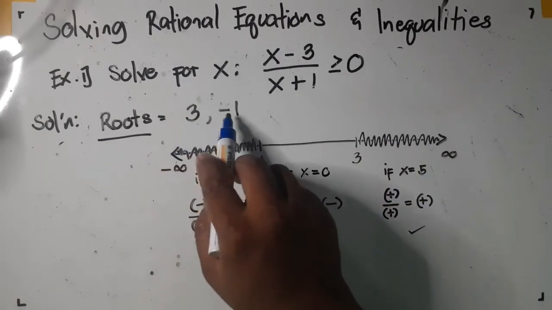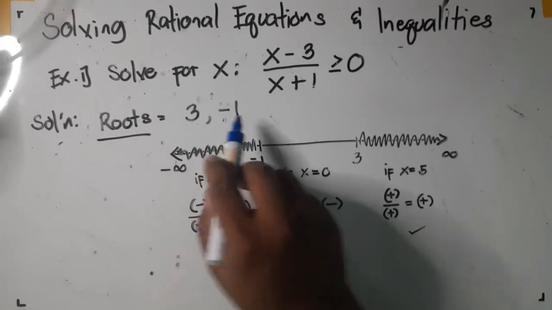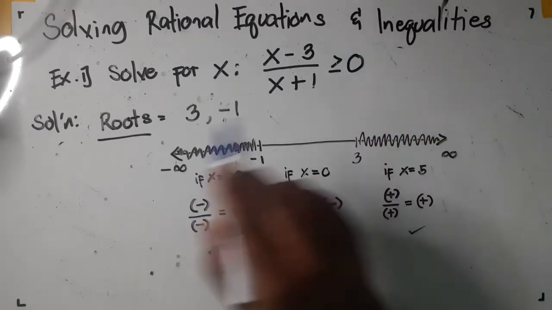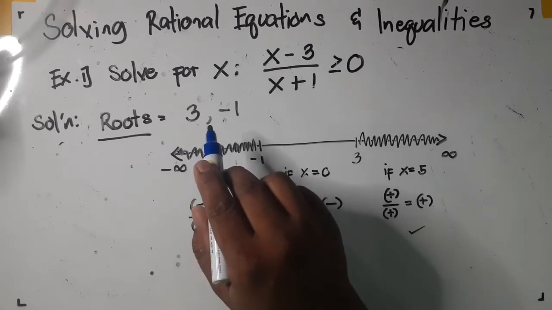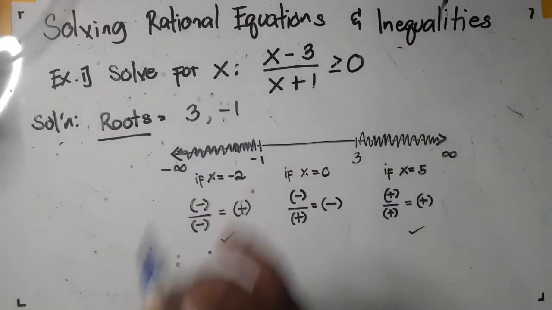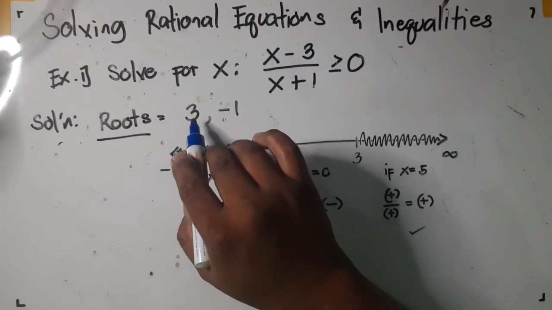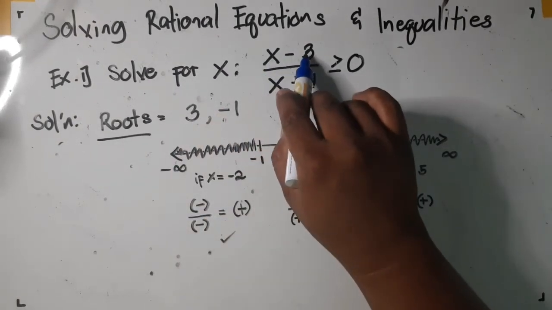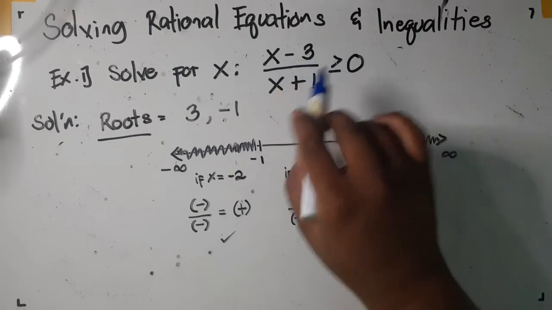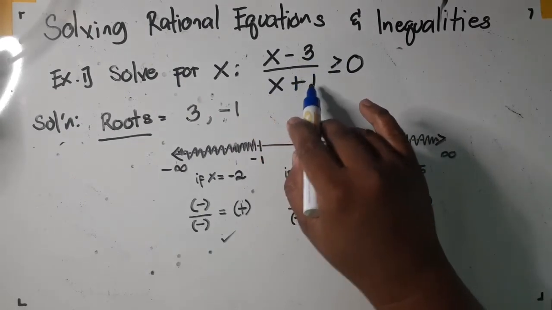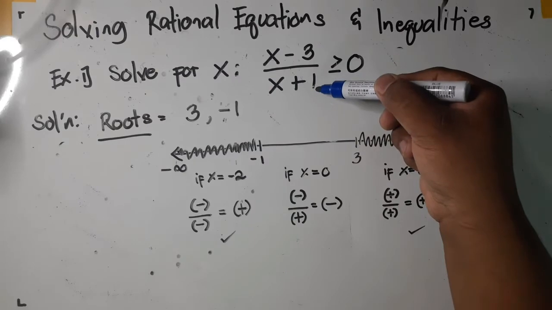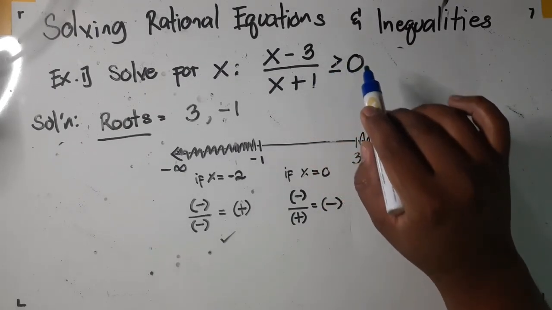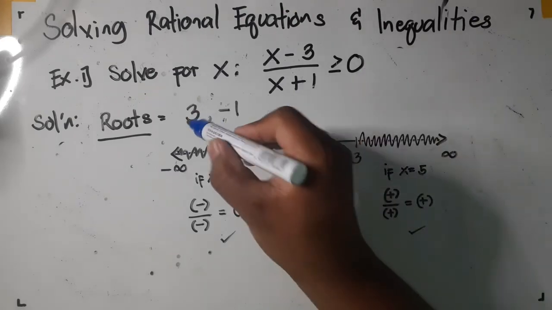Okay. Next is, how about the roots? Okay. If there is an equal sign, always check the roots. If there is no equal sign, don't check the roots. So, for example, this one has an equal sign. So, let's check. 3 minus 3, 0. Over 3 plus 1, 4. So, 0 over 4. Okay, that is 0. Notice 0 is equal to 0. So, 3 is allowed.